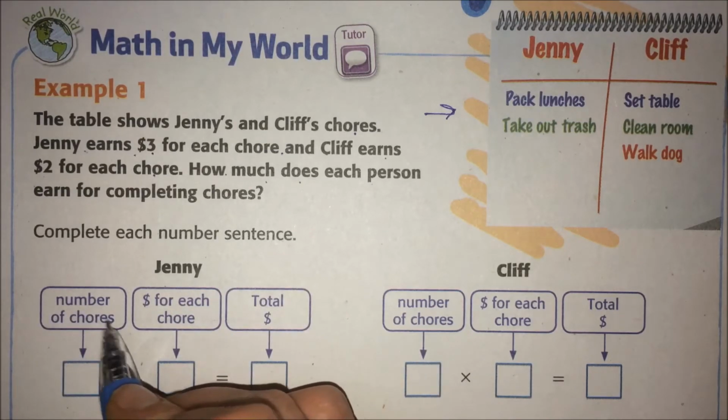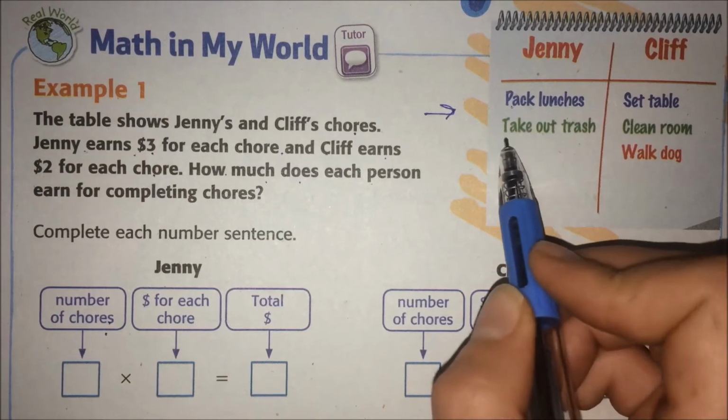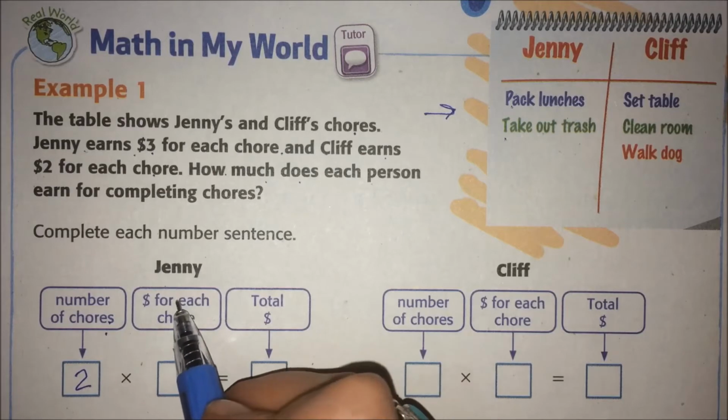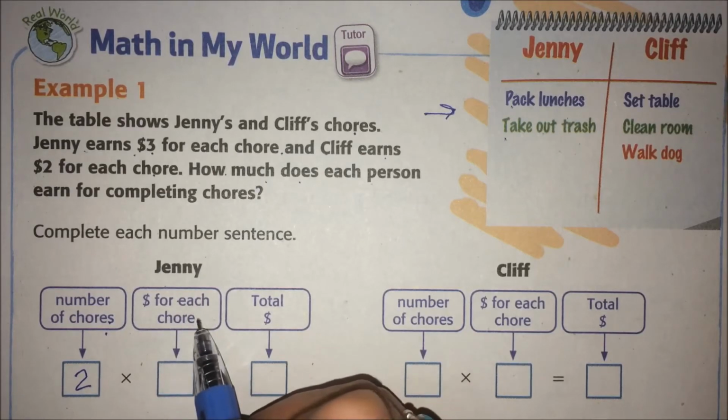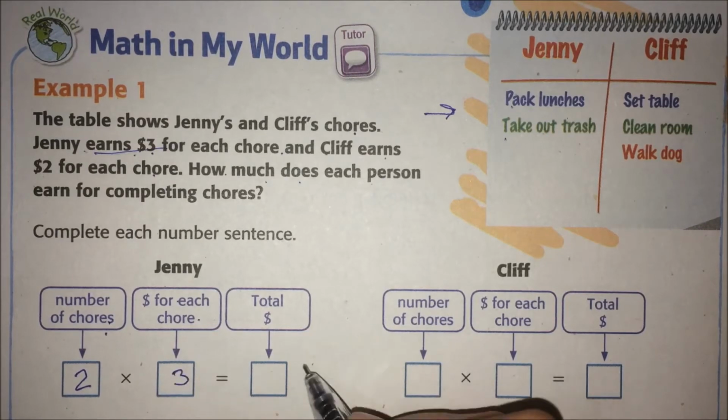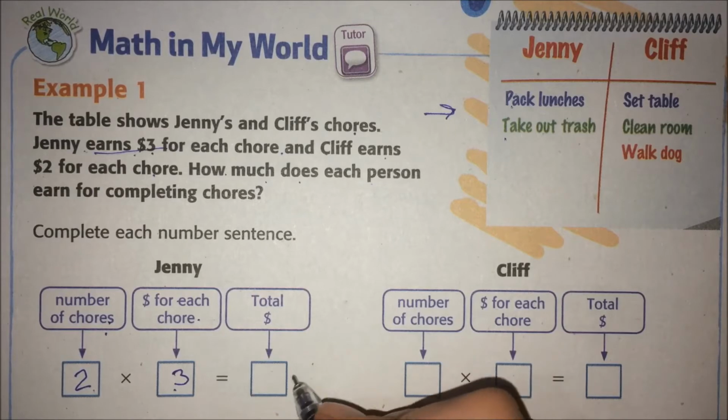Number of chores. Let's look at Jenny. She packs lunches and takes out the trash, so she has 2 chores. And how much does she get paid for each chore? Jenny earns $3, so 3. So how much money is she making? 2 times 3 equals 6.